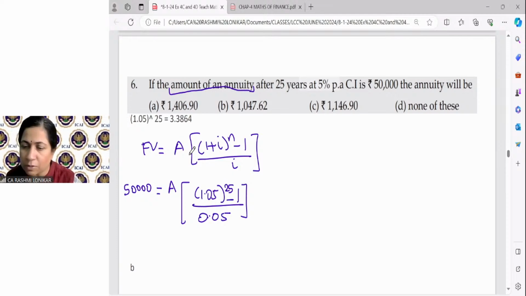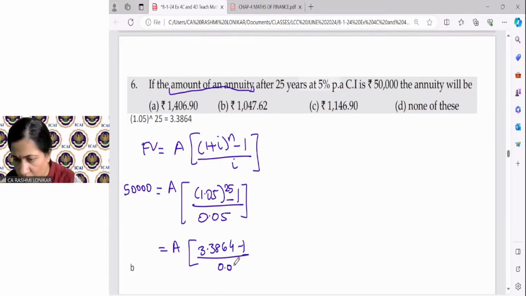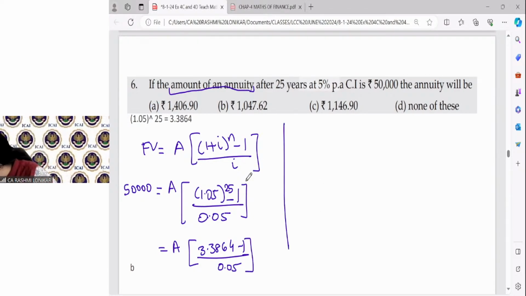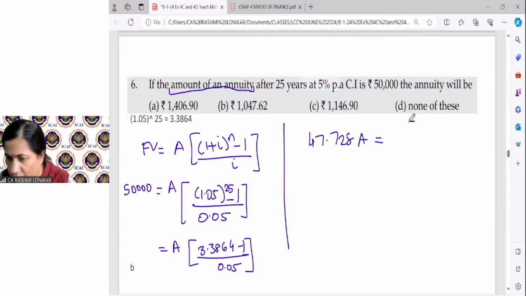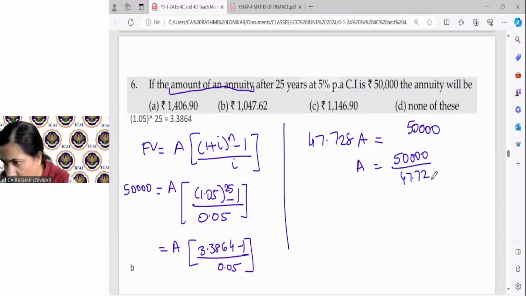Okay. This 1.05 raised to 25 is 3.3864. So this is equal to A into 3.3864 minus 1 upon 0.05. Okay, so how much is this? So this is 47.728 times A, is equal to 50,000. So A is equal to 50,000 upon 47.728.